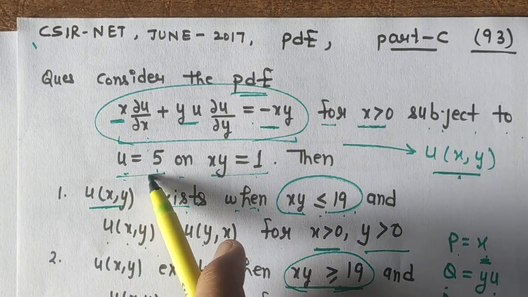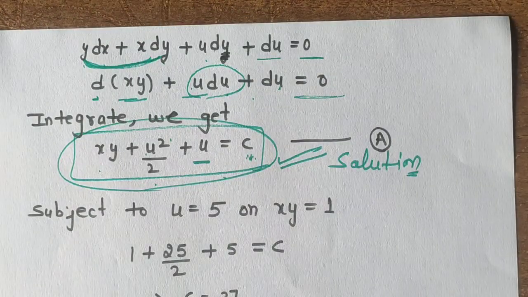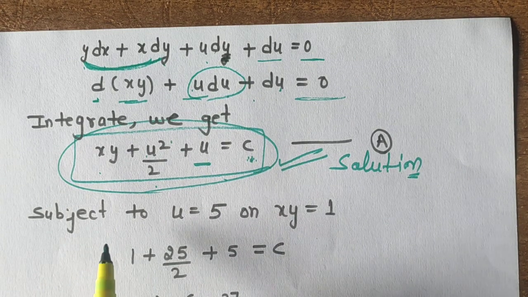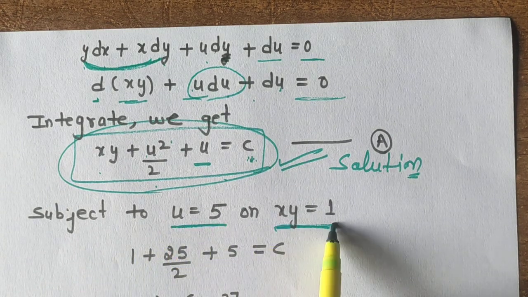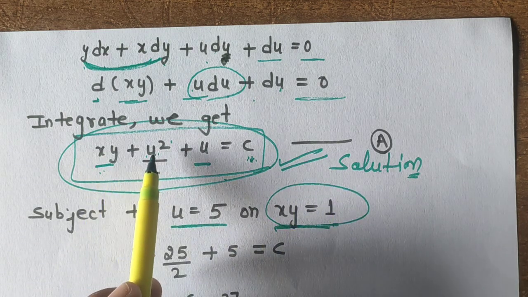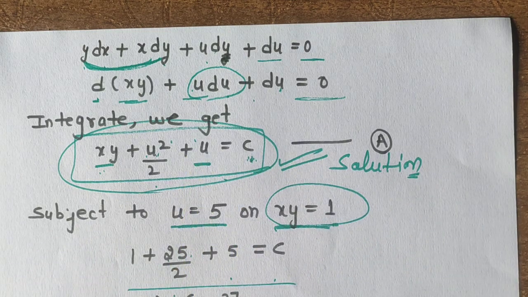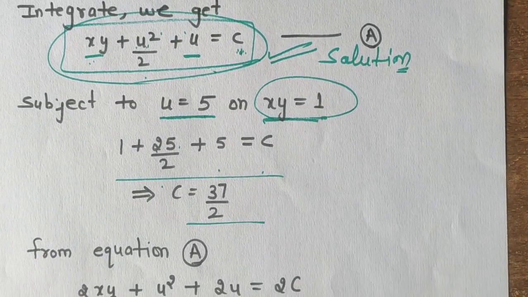Subject to this, u equal to 5 on xy equal to 1. Using these terms, u equal to 5 on that curve, so we can put the value of xy is equal to 1. The value of u becomes 5, then this is 25 by 2 plus 5 is equal to c. Then the value of c is 37 by 2.